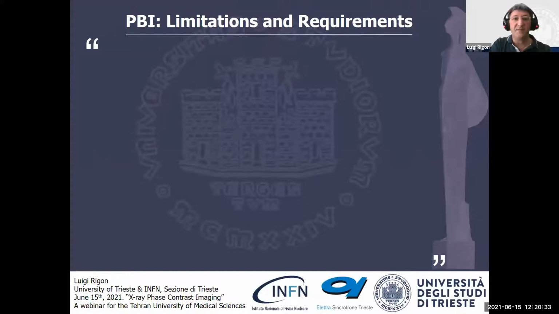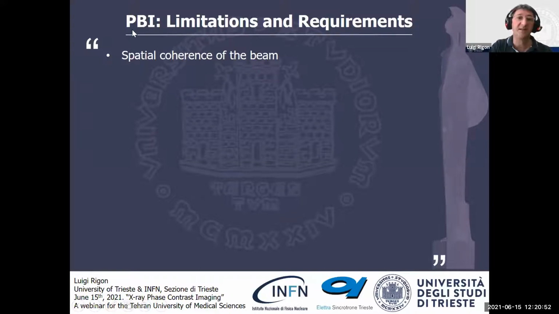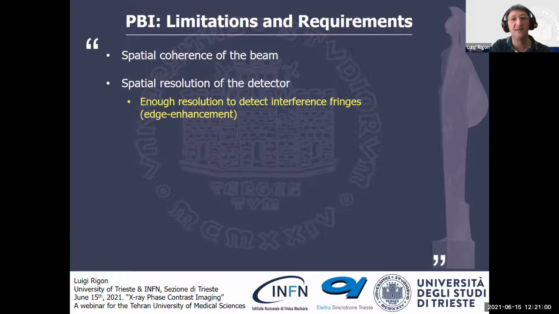So, you may wonder, if phase contrast imaging is so wonderful, why are we still using absorption imaging like in the times of Röntgen? Well, there are several reasons. The first reason, as I told you, is that to do this technique, in particular propagation-based imaging, you need a high spatial coherence of your beam. And this is typically found at the synchrotrons, but not at conventional sources.